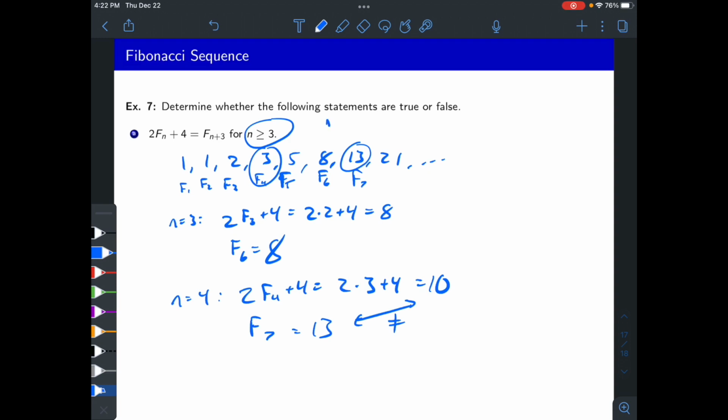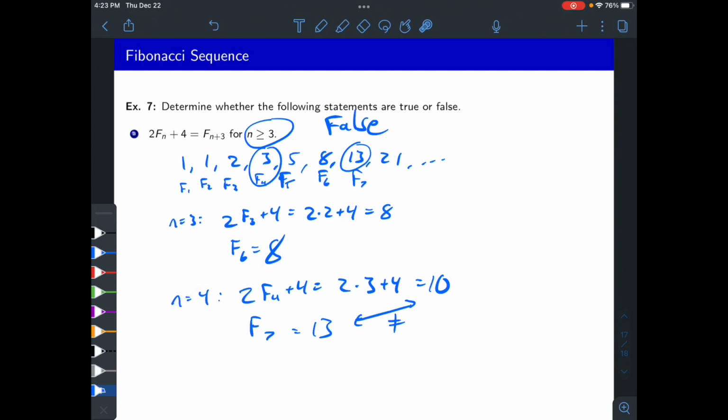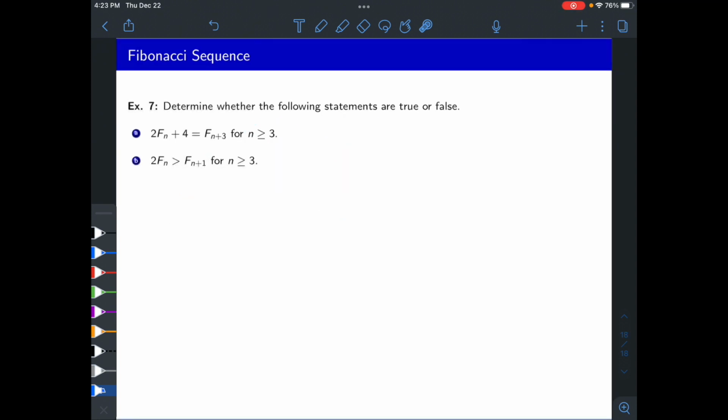They are not equal. And so this one would be false because it's not true for all n greater than or equal to 3. Just because it's true for one example does not mean that it's true for all examples. And so we've now found a counterexample, and this lets us conclude that this is false. I'll let you try this last one just to finish out the video. So pause this one, see if you can determine whether 2f_n is greater than f_{n+1} for n greater than or equal to 3.